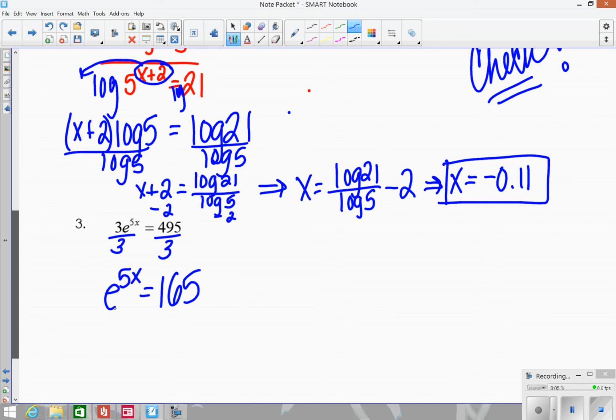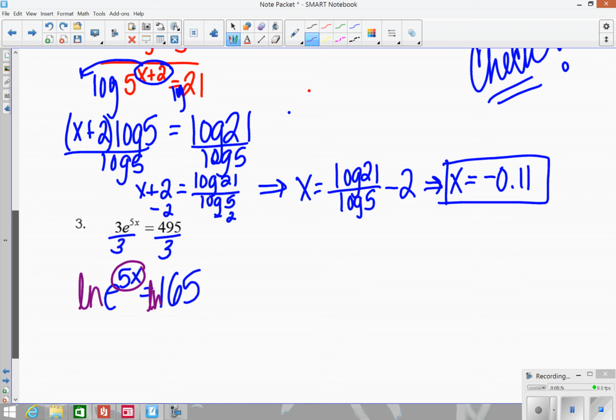And again, you're asking yourself, what do I have to raise e to get 165? So the easiest thing to do is to take the log of both sides. Because we have e, it's more convenient for us to take ln, because ln of e is equal to 1. So it's just for convenience. You could, if you really wanted to, use log, as long as you do log base 10 on both sides, it would still work. But like I said, for convenience, I'm going to take the natural log of both sides.